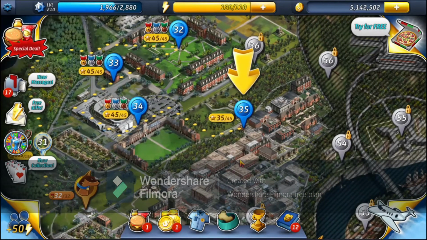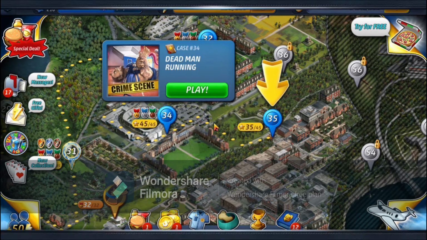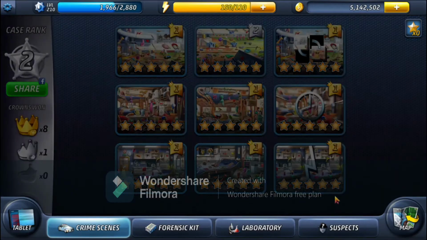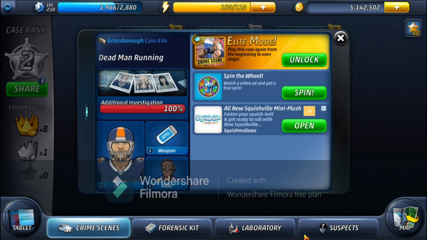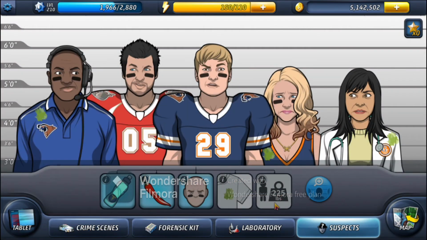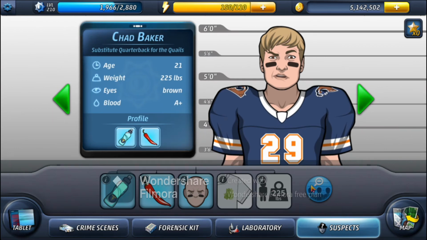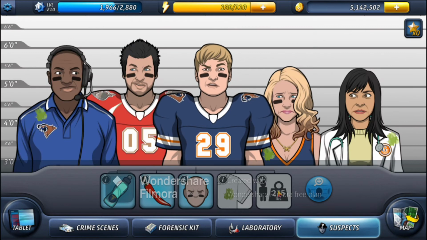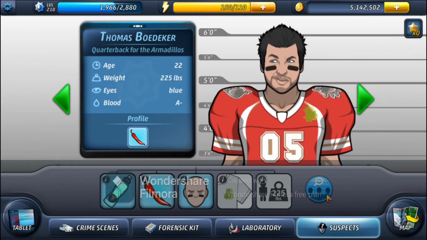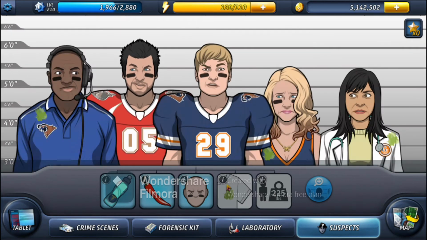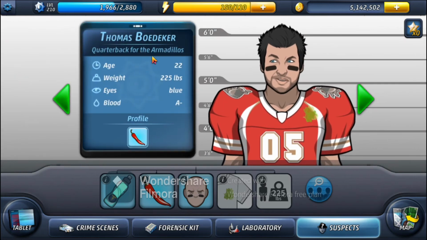Alright, now we're heading to case number 34, The Dead Man Running. Just a quick representation. You know, for a second I thought it was Chad Baker. He looks like someone who, oh, I don't think so. Oh yeah, because he didn't have a stain, of course. But that was just the ridiculous theory that I had before going through chapter 3.